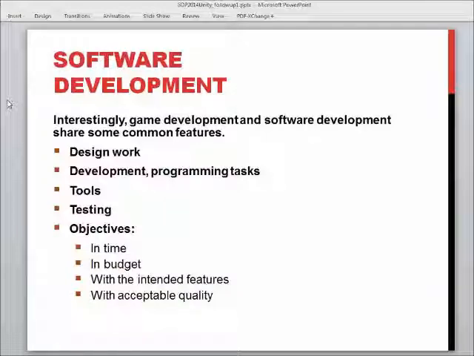Also, the objective, like I said, that everything should be in time, in budget, with the intended features and with acceptable quality, of course, is the same. We do software development projects similarly as we do game development projects. We start from the design, we implement something, we test that it works, and we try to achieve everything in time, in budget, with the intended features and acceptable quality. Of course, this is only one side of the story.